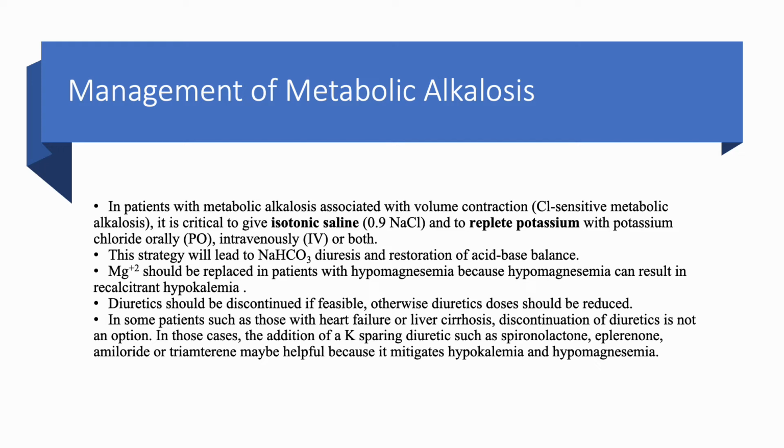If you have low magnesium, replace it. Okay, that will help your potassium case. Diuretics should be discontinued, or at least the dosages should be lowered. If you have someone with heart failure, liver cirrhosis, and you cannot discontinue the diuretics, consider adding spironolactone, eplerenone, amiloride, or triamterene. I never liked triamterene. I use the other three to combat hypokalemia and hypomagnesemia.